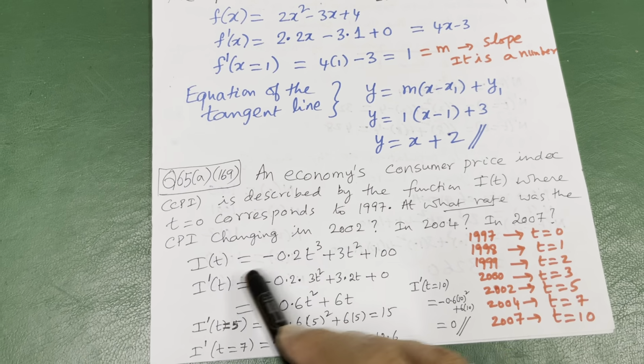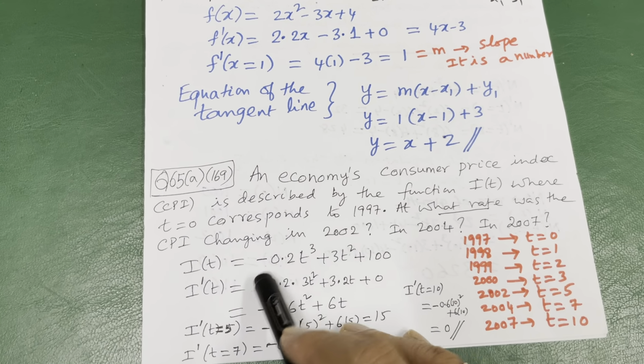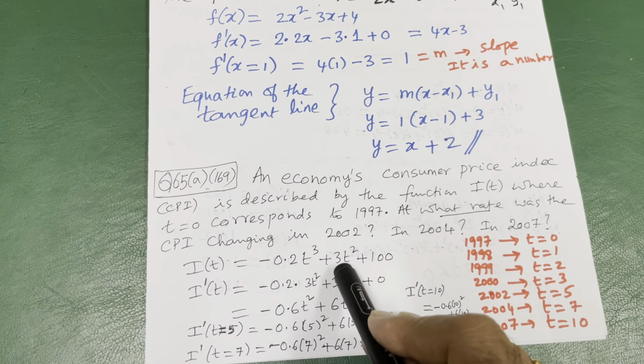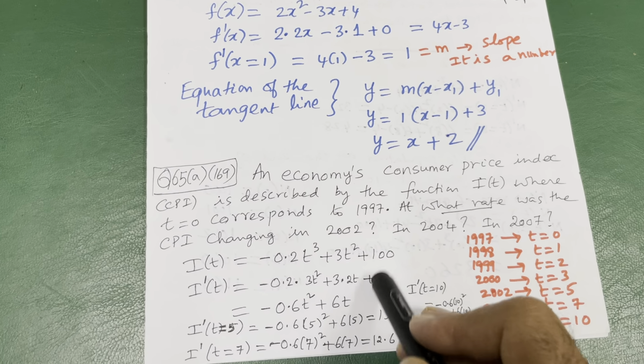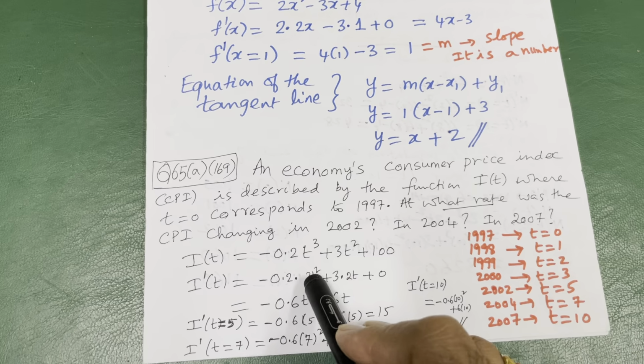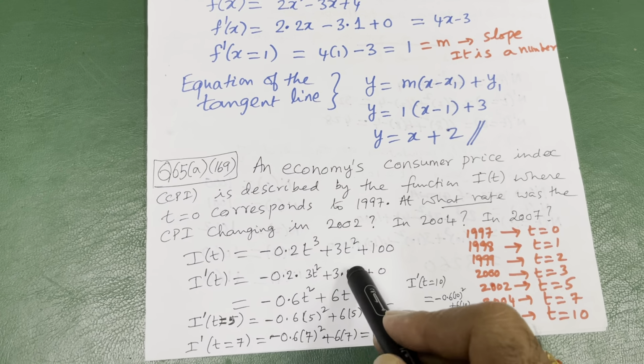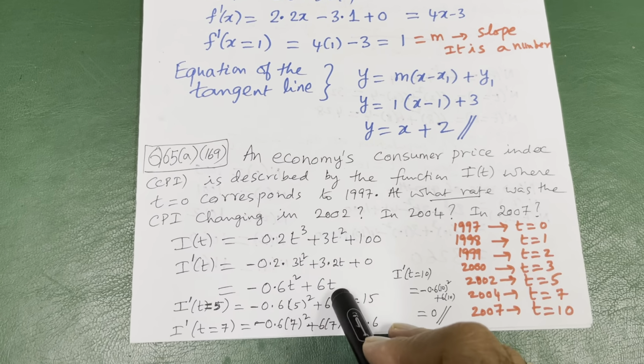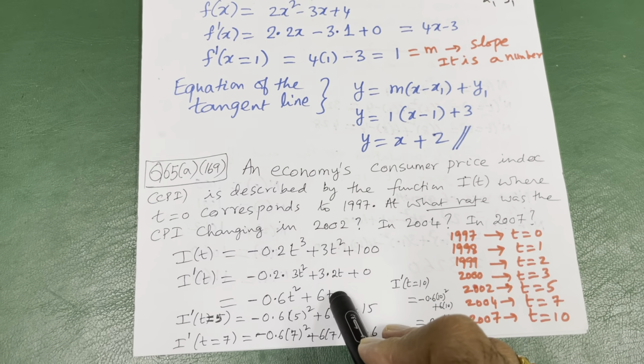So it is given, immediately find the derivative. So minus 0.2 t cubed, derivative 3t squared; 3 multiply t squared, derivative 2t; 100, derivative is 0. So multiply these two, minus 6t squared, 3 multiply to 60. This is the derivative. After finding the derivative, we will put the point.